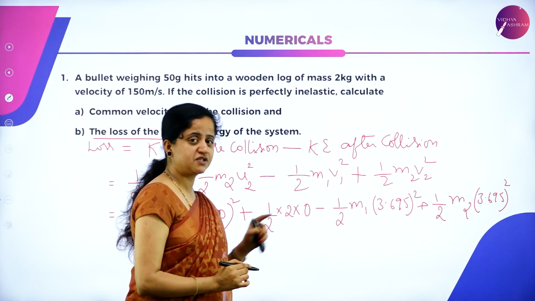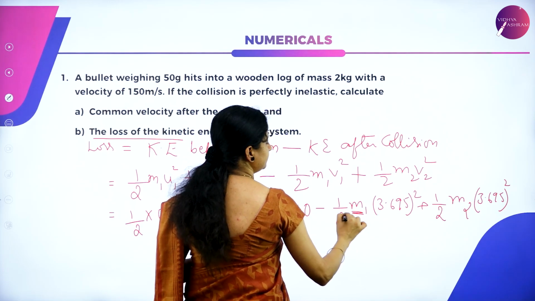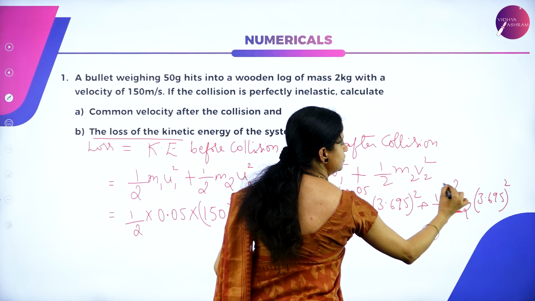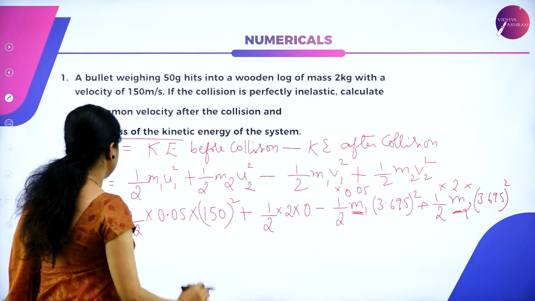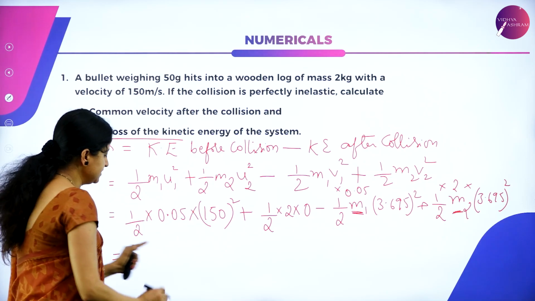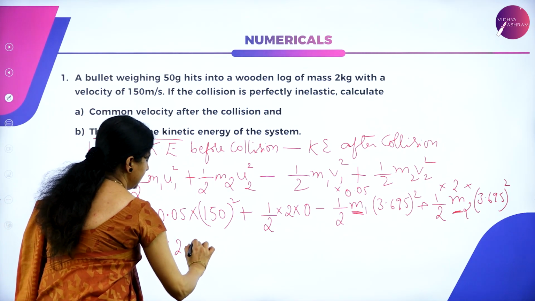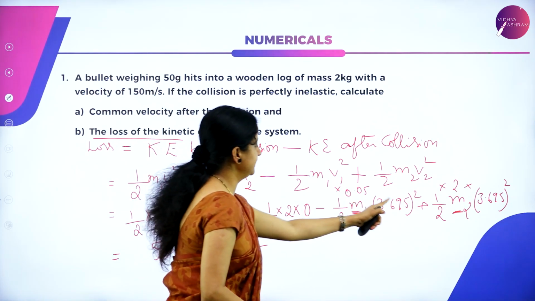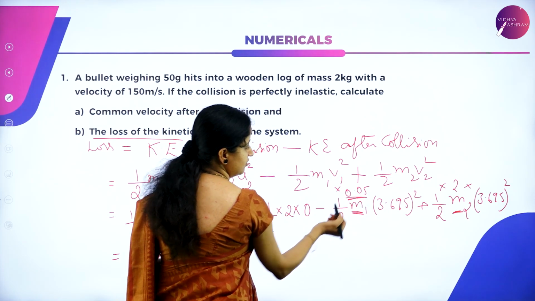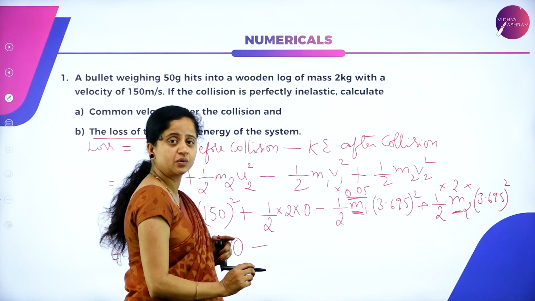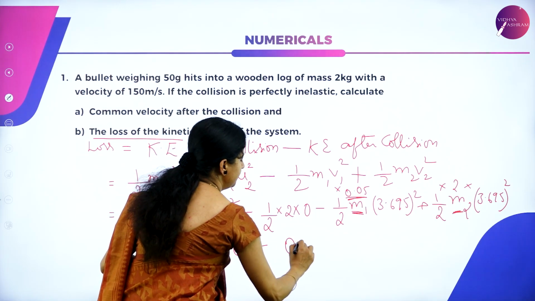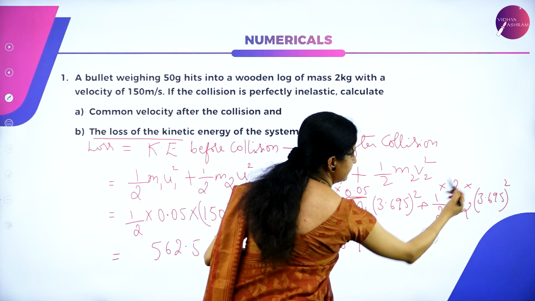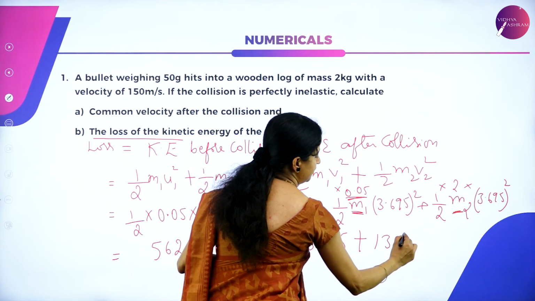Or you can directly substitute the value of m1 here as 0.05 kg and here the m2 value as 2 kg. So let us simplify now. So we will get the answer. Simplifying this, we will get 562.5 plus 0 into anything becomes 0 minus, simplifying half into 0.05 into 3.695 the whole square, we will get the value 0.3345, plus, and simplifying this you will get the value 13.58.